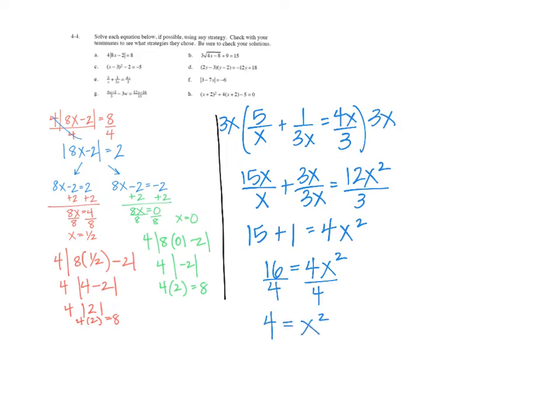And then undoing the squared means I would take the square root of both sides, remembering that that's actually going to give me 2 solutions. It could be a positive 2 or it could be a negative 2.